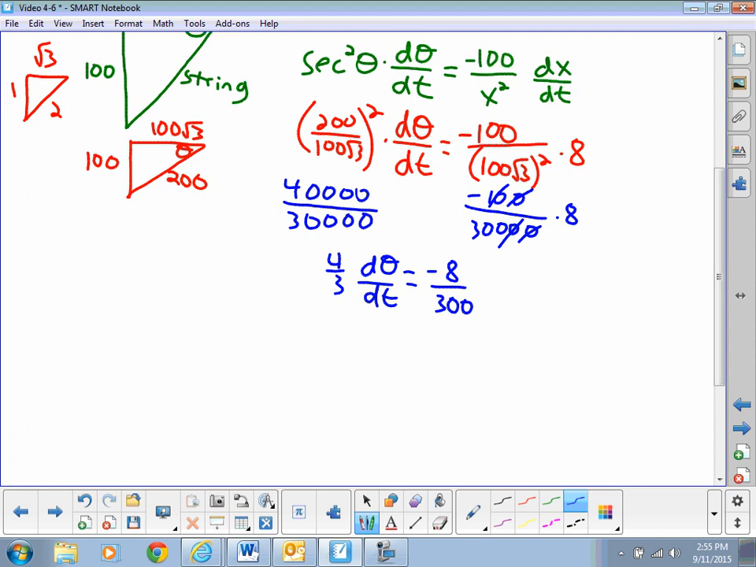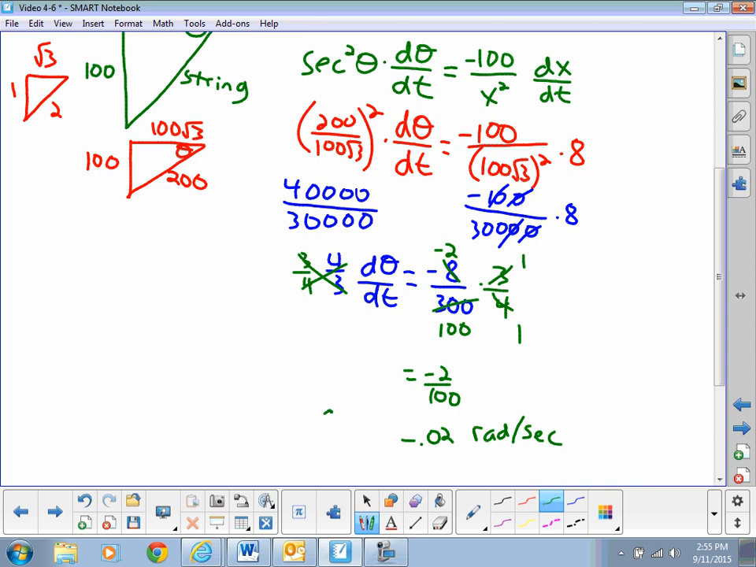And if we just multiply by our reciprocal, 3/4, well, you can take a 3 out of each. You can take a 4 out of each of these. So we'll end up with negative 2 over 100, which is negative 0.02 radians per second. And that's our d theta dt.